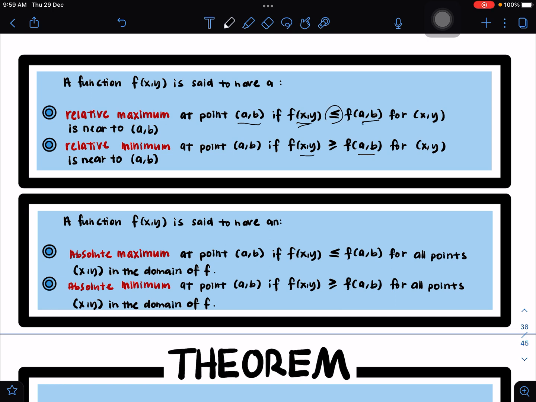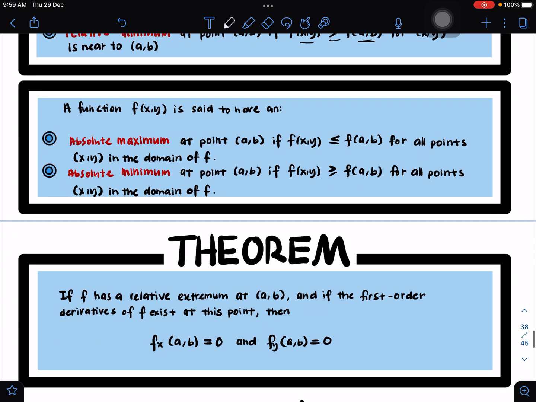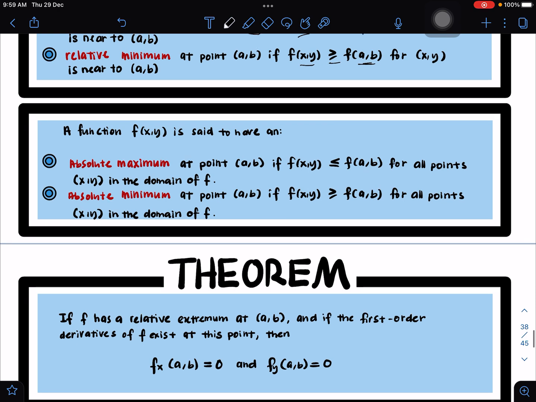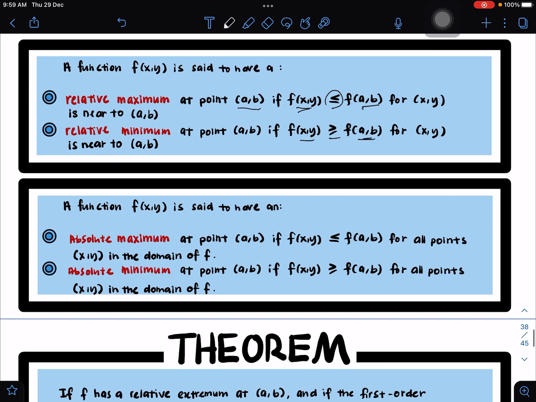Kalau kita nak cakap minimum, xy lagi besar daripada AB, atau AB lagi kecil daripada xy. Okay, so nanti kita tengok. So untuk absolute maximum pula, yang relative maximum dengan relative minimum ni adalah pada point AB. Tapi kalau absolute maximum dengan absolute minimum, dia adalah benda yang sama, tapi dia pada domain, keseluruhan domain of f. Maksudnya for all value of x. Okay, pada all value of x, bila dia memenuhi function ini, dia adalah absolute maximum.